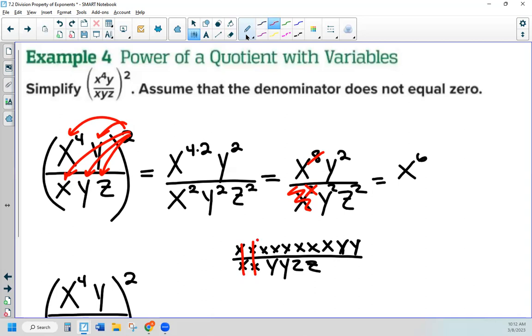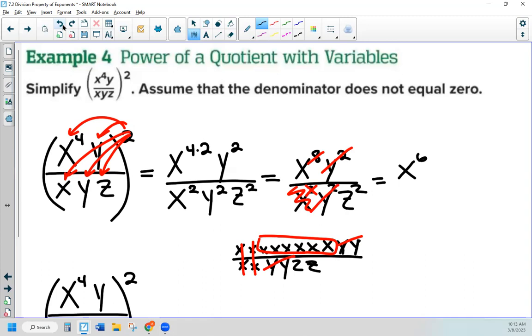So now look what you have. Oh, sorry. 1, 2, 3, 1, 2, 3. You have 6 x's left. On the top and on the bottom, you're canceling, you're getting rid of your y's. There's 2 here, 2 here. So that's no more y's. Don't put 0, please, for the love of God. Do not put 0.